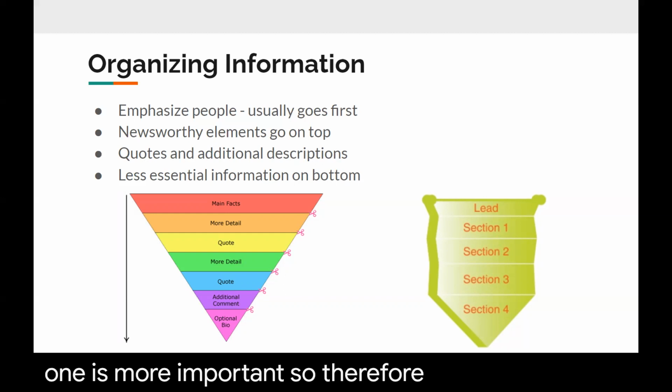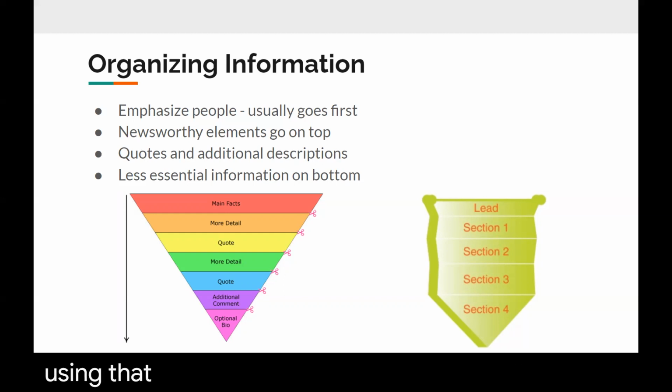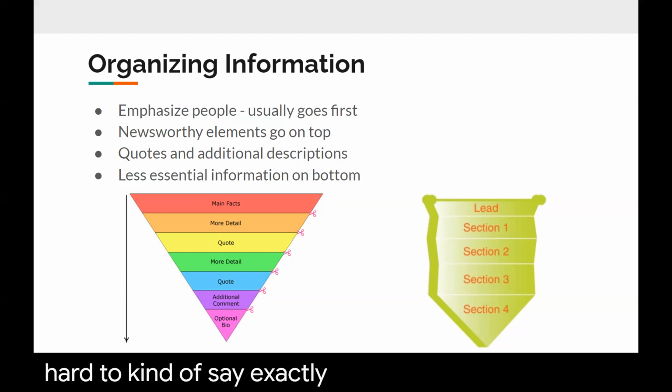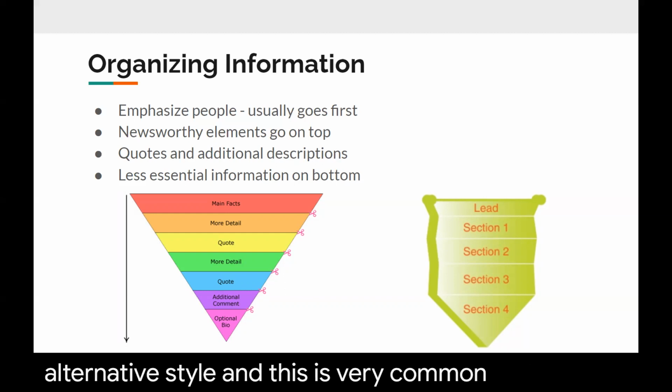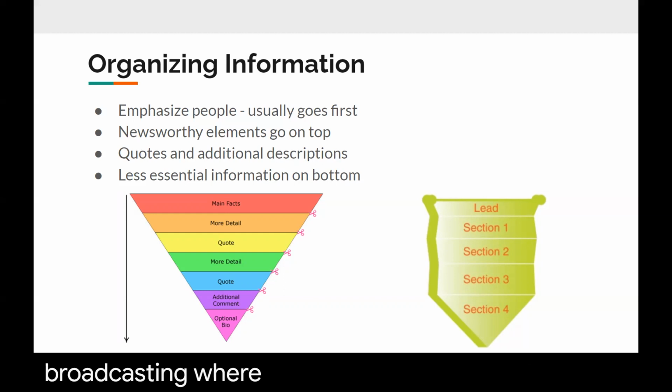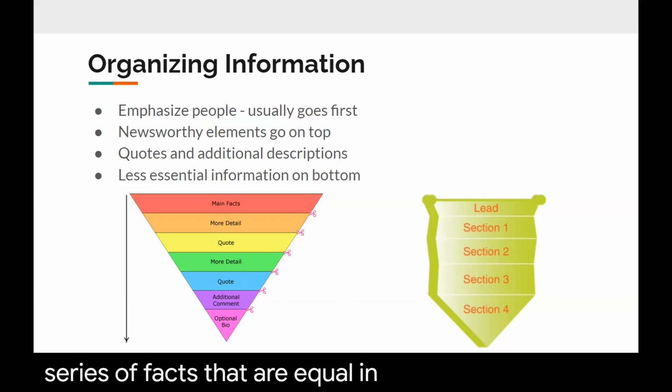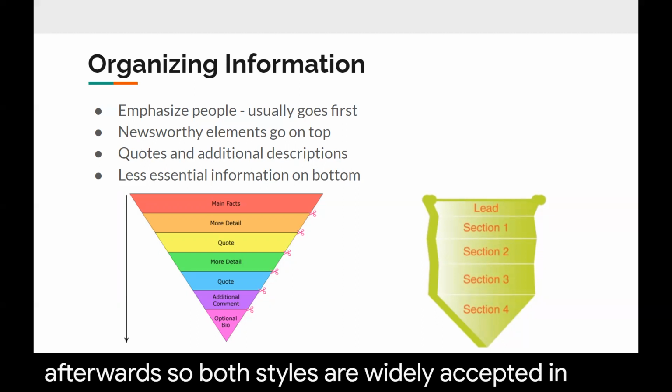So therefore, you're using that alternative inverted pyramid where the most important information is on top, but then it's hard to say exactly what is most important below it. That's the idea behind that alternative style. And this is very common in broadcasting where your lead sentence is going to be most important, but then you're just providing a series of facts that are equal in importance afterwards. So both styles are widely accepted in news writing.